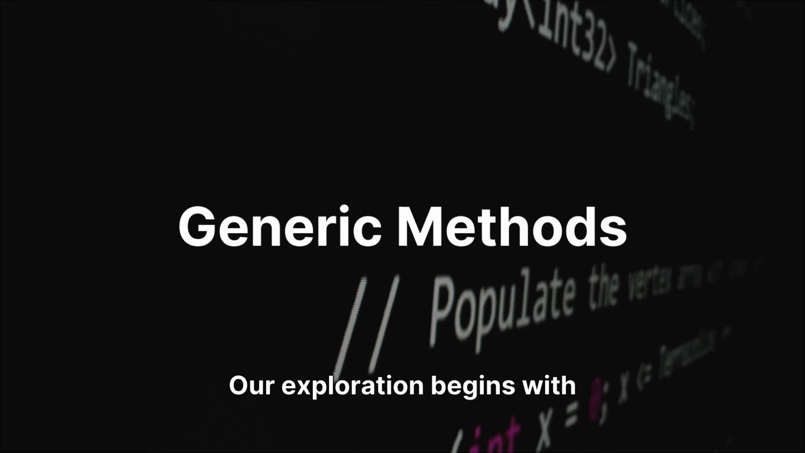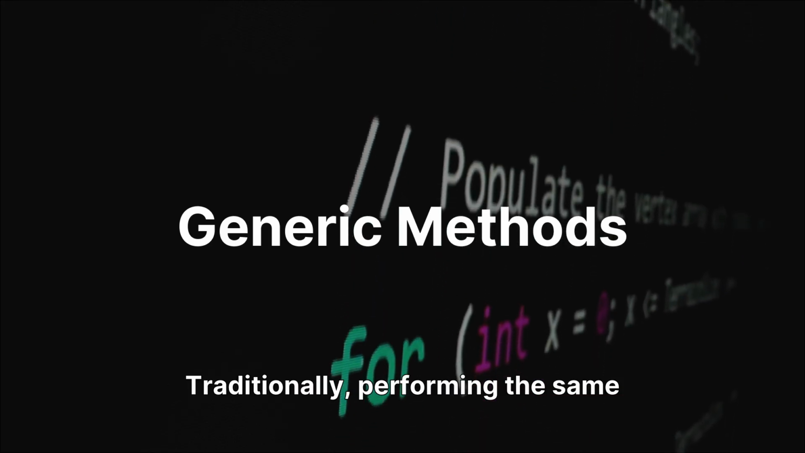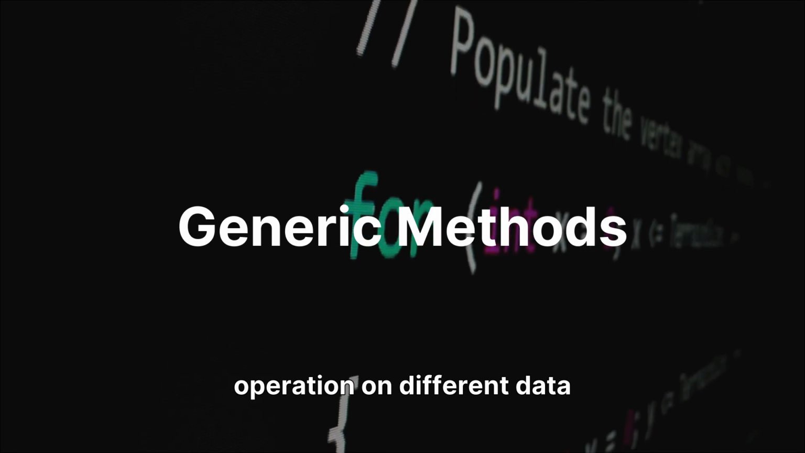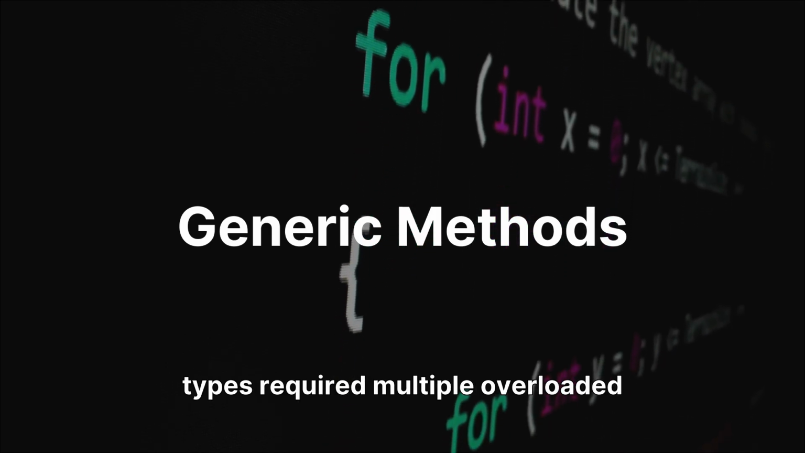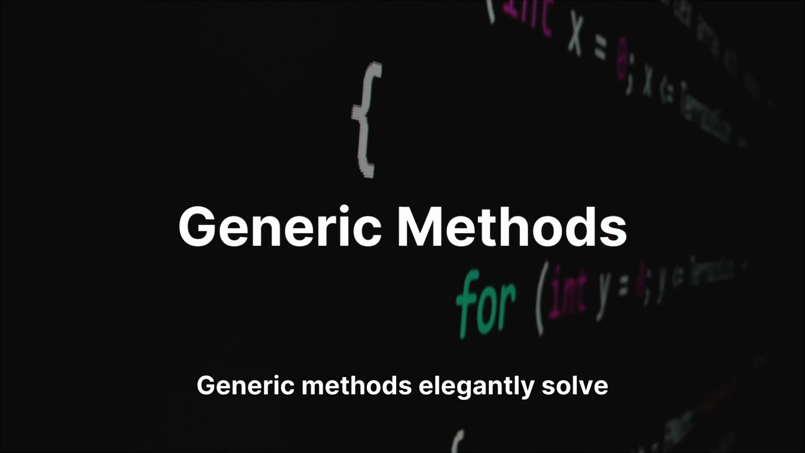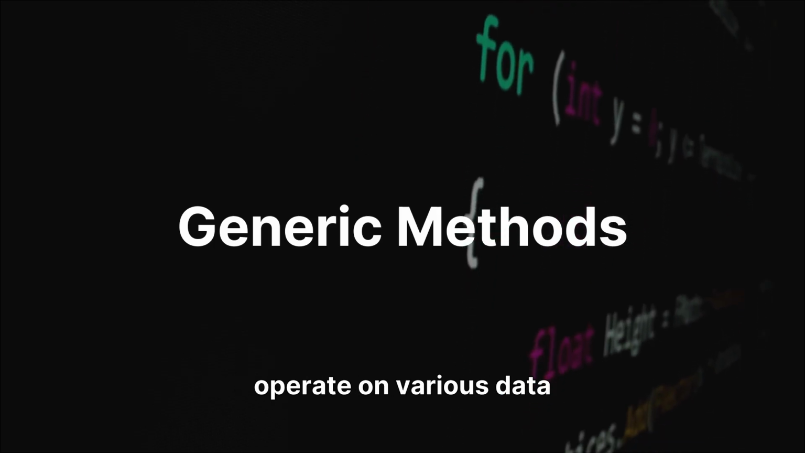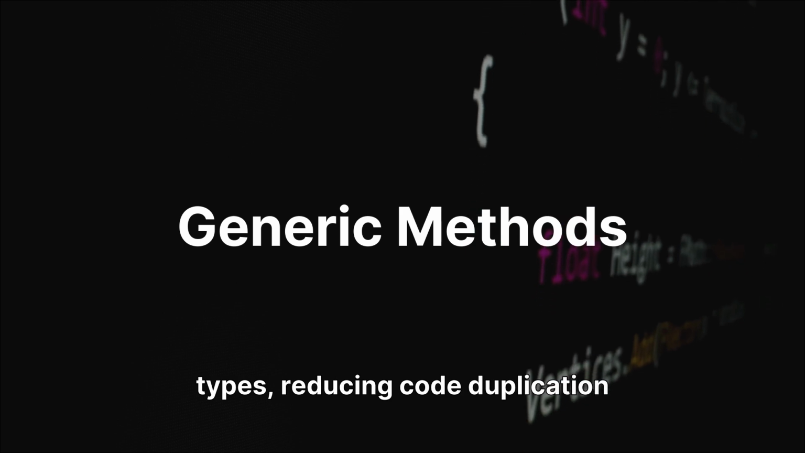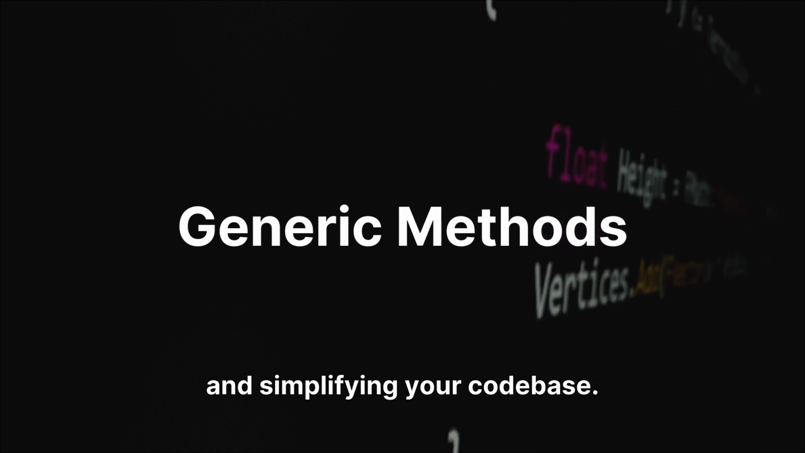Our exploration begins with generic methods. Traditionally, performing the same operation on different data types required multiple overloaded methods. Generic methods elegantly solve this by allowing a single method signature to operate on various data types, reducing code duplication and simplifying your code base.